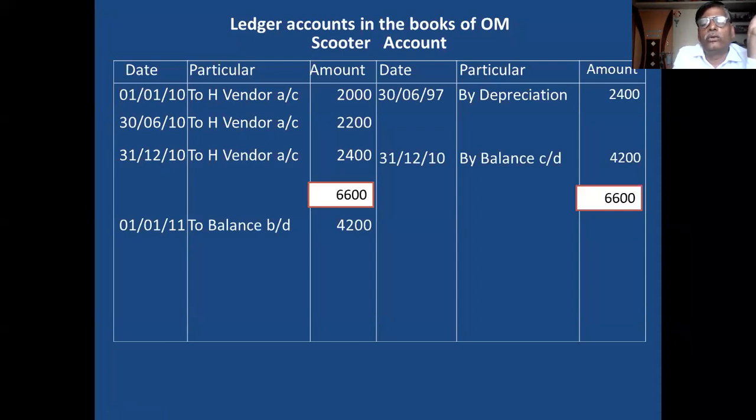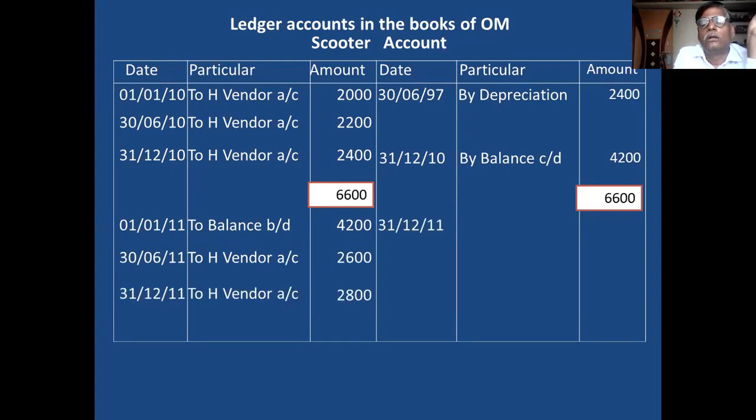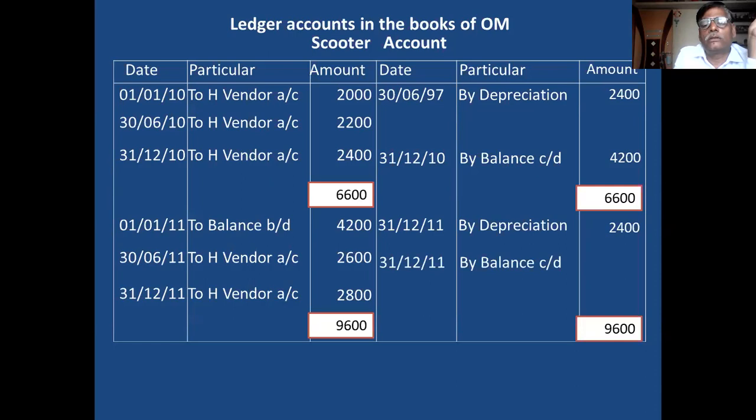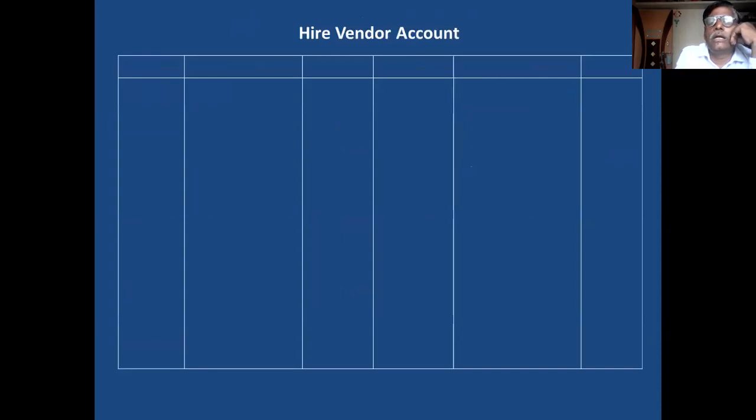And in the second year there are two amounts in the principal column. One is 2,600, another is 2,800. By depreciation at the end of the year 2,400. Fixed installment. Take the total and insert the balance. By balance carried down 7,200. This is the asset account. Then second is the hire vendor account.